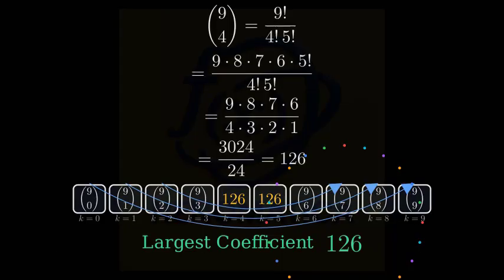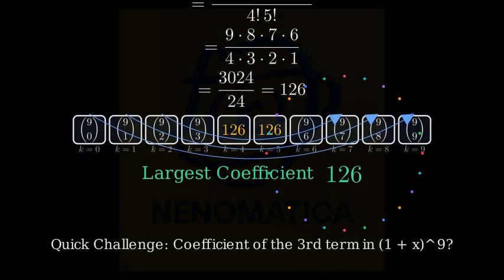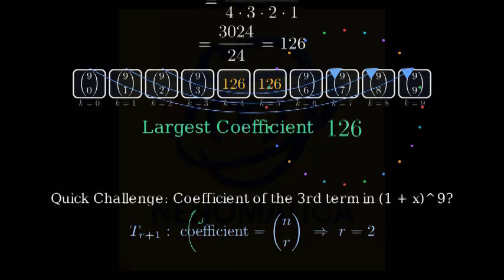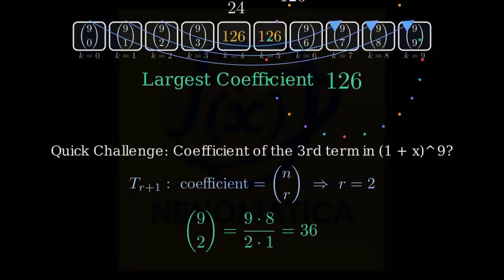Quick challenge. What is the coefficient of the third term in the expansion of open parenthesis 1 plus x close parenthesis to the 9th? The r plus 1th term has coefficient n choose r. So the third term corresponds to r equals 2. The coefficient is 9 choose 2, which equals 9 times 8 over 2 times 1 equals 36.